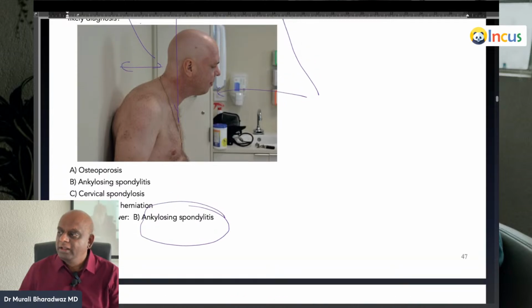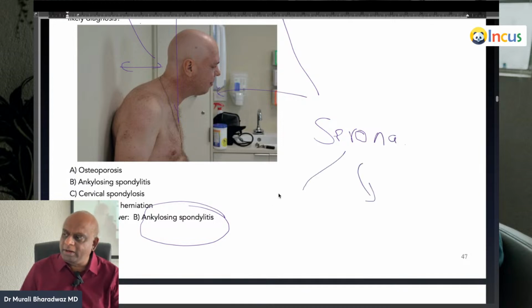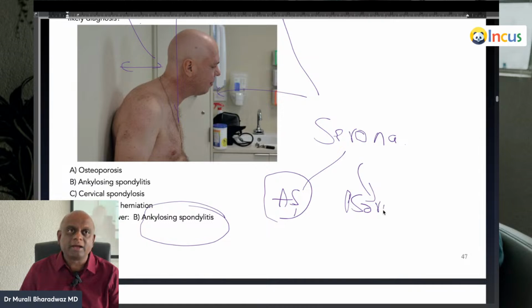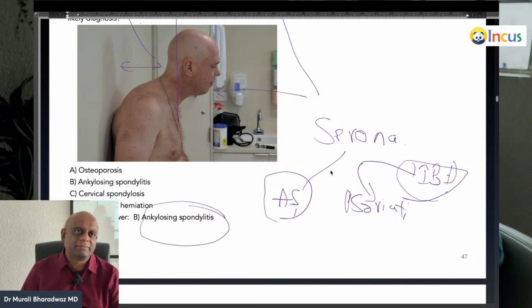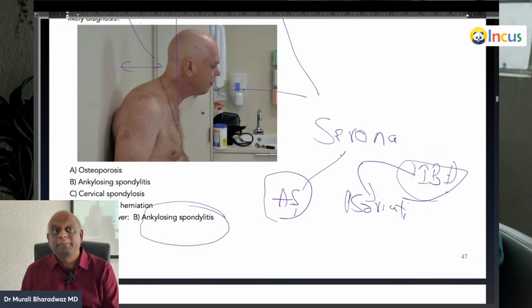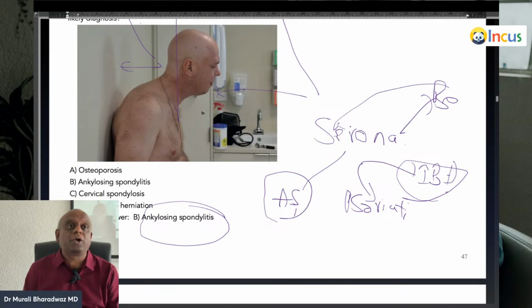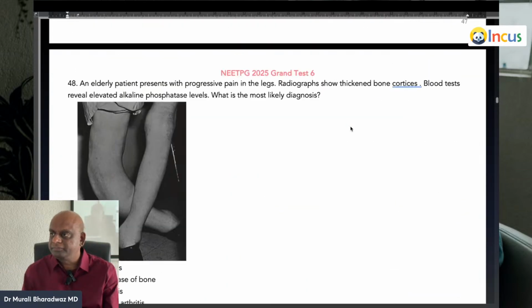Young patient, it's a seronegative spondyloarthropathy, under which what are all the categories? Ankylosing spondylitis, psoriatic arthropathy, inflammatory bowel disease associated arthropathy, all this come under seronegative spondyloarthropathy. Spondylo means axial skeleton, not appendicular skeleton. Right?